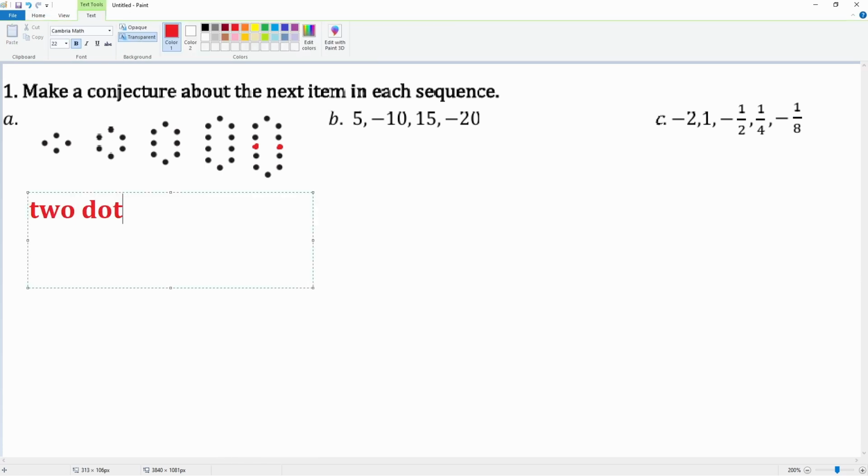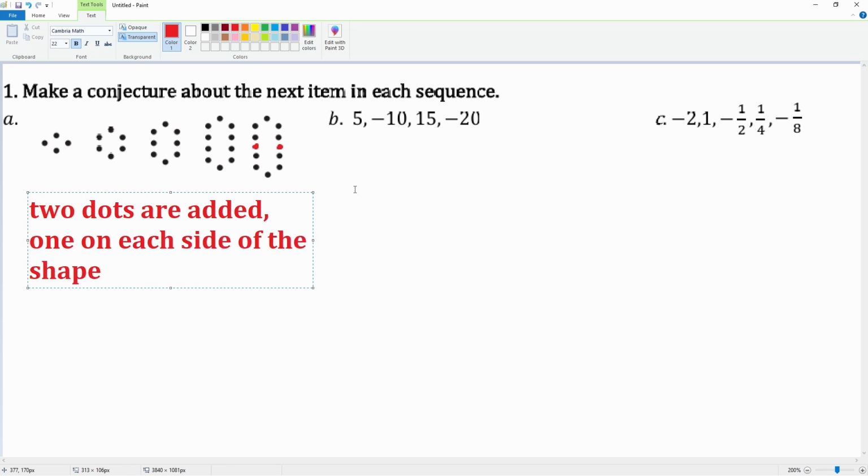2 dots are added, 1 on each side of the shape.